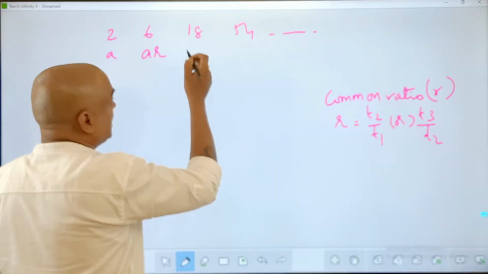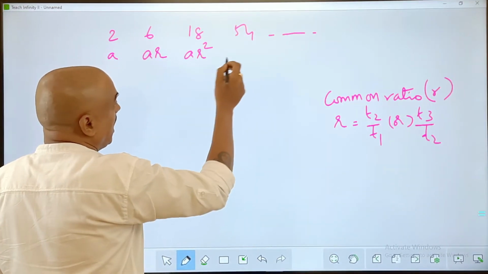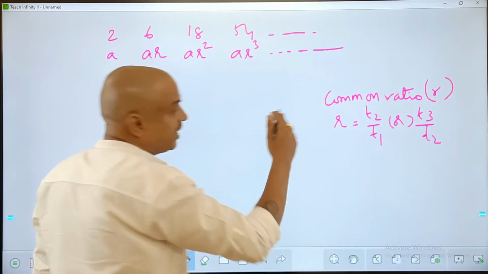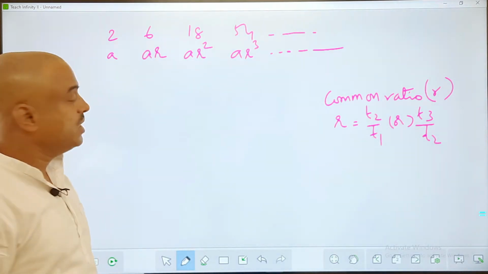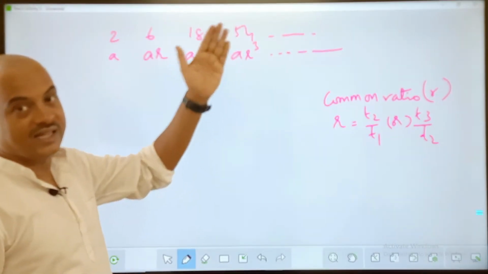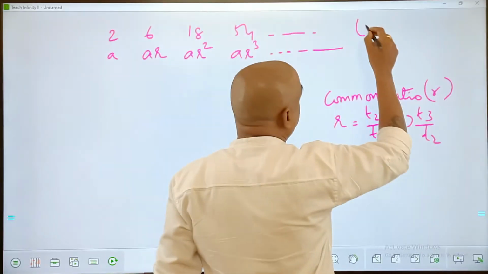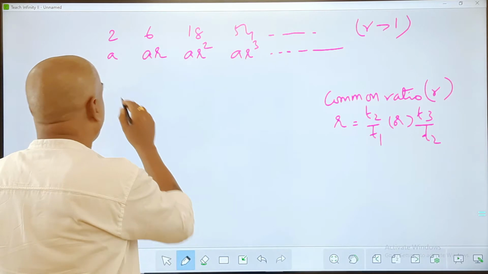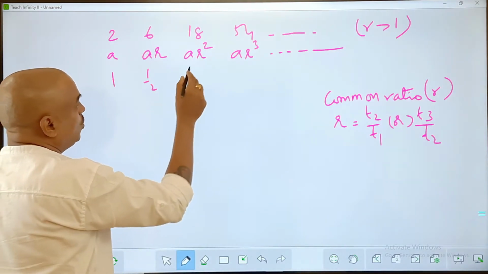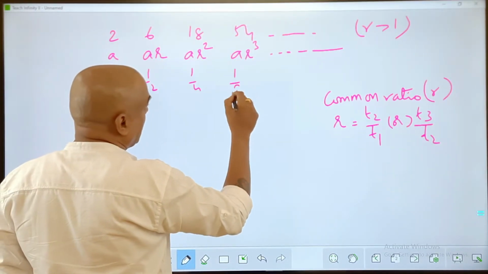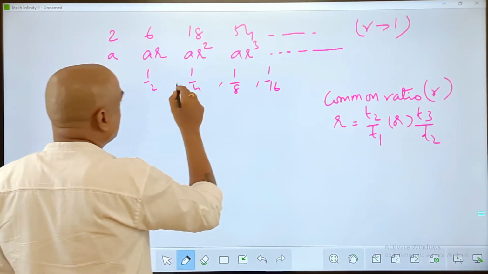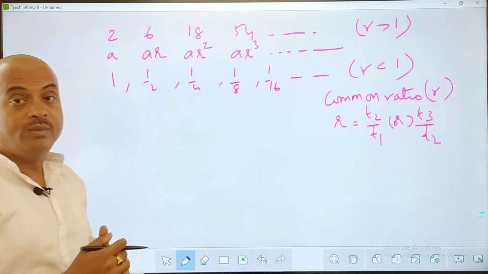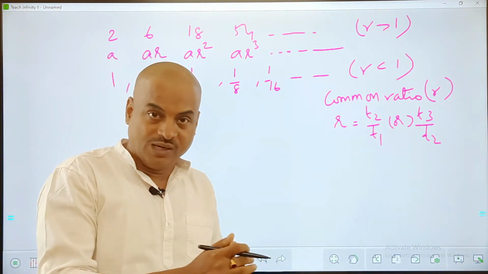To get the next number, we have to multiply by R, and again multiply by R, and keep doing this to get the next terms every time. In this case, the R value is greater than 1. If the R value is less than 1, I'll get the other series which I got earlier, like 1, 1 by 2, 1 by 4, 1 by 8, 1 by 16. Here the value of R is less than 1. So remember, R can be greater than 1 or less than 1.